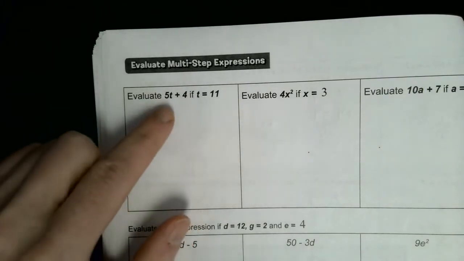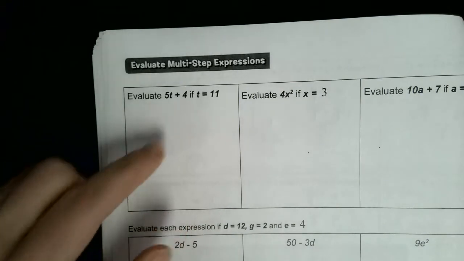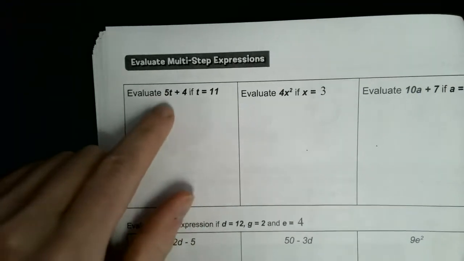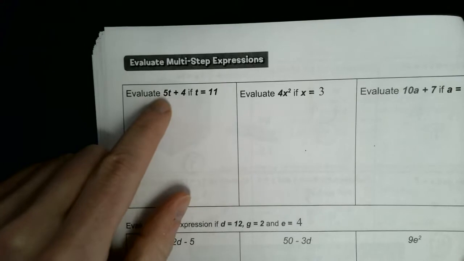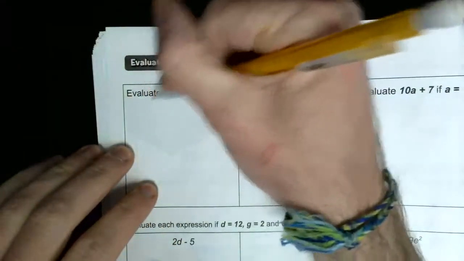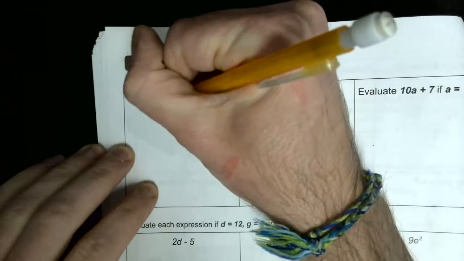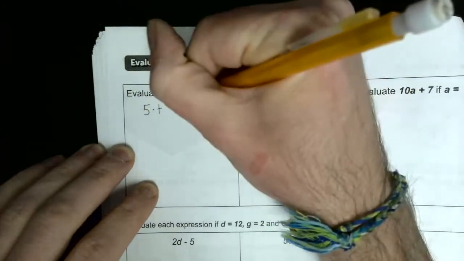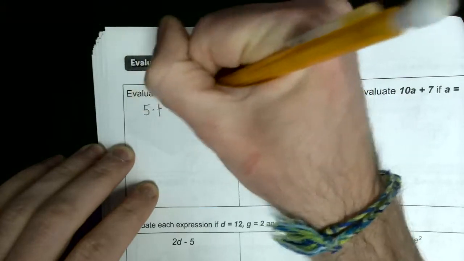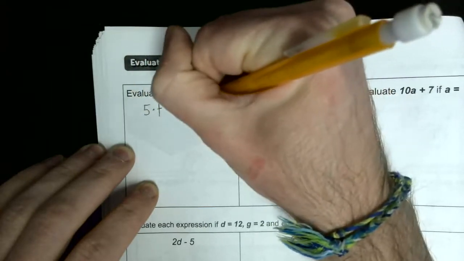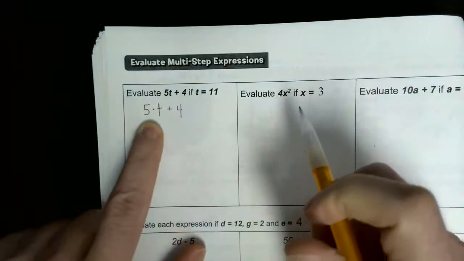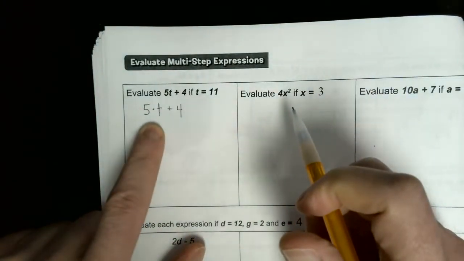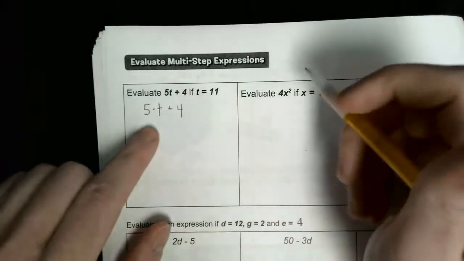So to evaluate any expression, the first thing we're going to do is write it out. Now this says 5t plus 4. When you have a number and a variable together, that means to multiply. So when I rewrite this, I'm actually going to put a dot in between the 5 and the t, making sure the dot doesn't look too much like the addition sign, because I just want to remember that I need to multiply these numbers and not just put them next to each other.